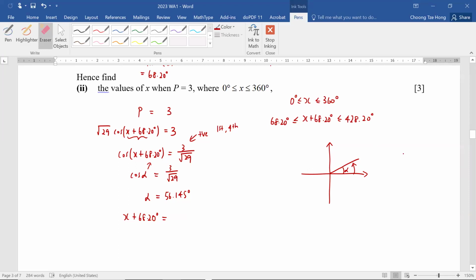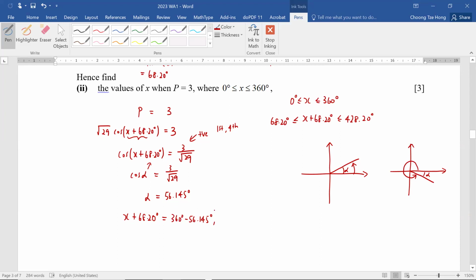We can't take this angle. Cosine is positive, so the next possible angle will be in the fourth quadrant, where over here is alpha. So we want to take this one: 360 minus 56.145. This one will definitely be inside the range.